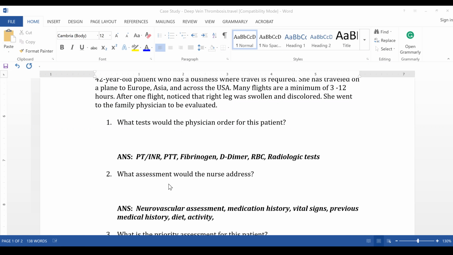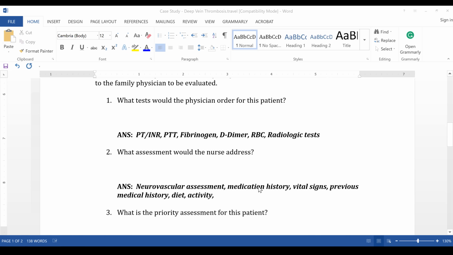So what can nurses do to help prevent clot formation in their own legs? Because we're on our feet all the time, so we can wear compression socks, right? No one wants to have cankles. Yeah, we can definitely move around, that's for sure. Elevate legs if that's available. We can do that. So what is the priority assessment for this patient?